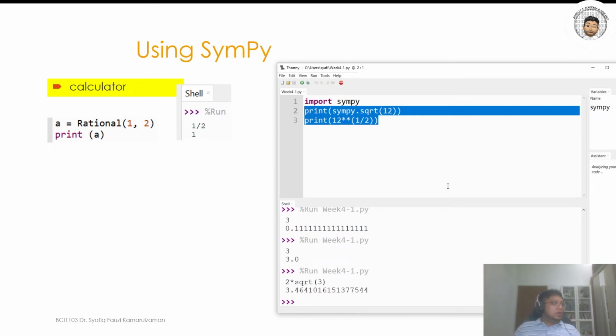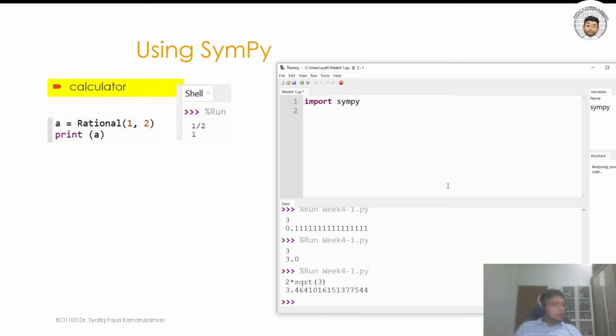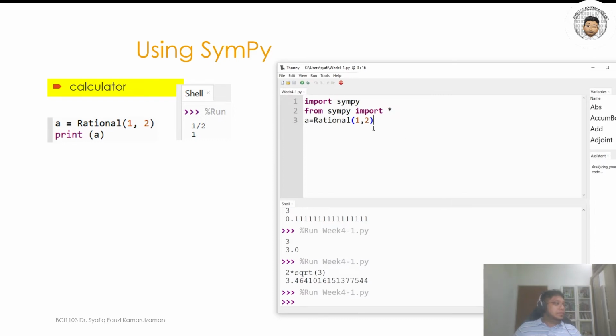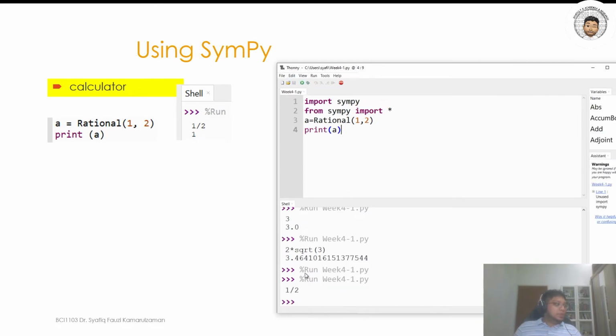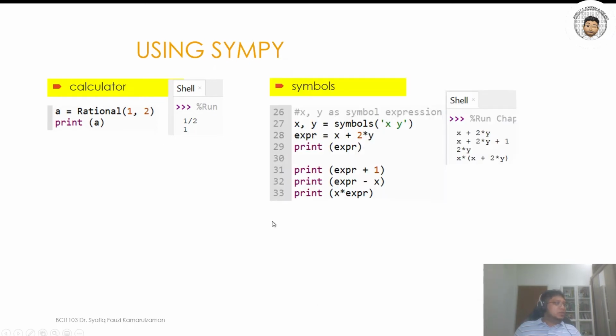So if you don't want to use the SymPy command in your codes, you can just import, a is equal to rational 1 2. Okay, so we get the result, print a. So here we get the result, 1 over 2. This is one of the results, 1 over 2. So let's go towards more.